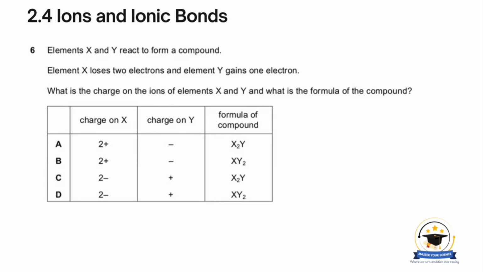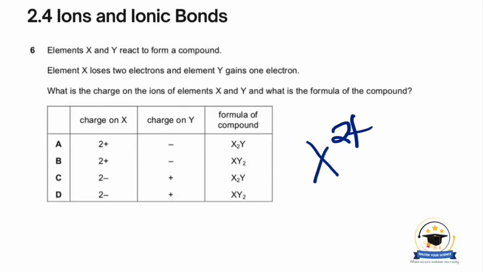Then elements X and Y react to form a compound. Element X loses 2 electrons and element Y gains 1 electron. What is the charge on the ions of element X and Y, and what is the formula of the compound? So if X loses 2 electrons, that would mean it's gaining a positive charge, and that there are 2 less electrons compared to its protons, which means it has a charge of 2 plus. So that would mean our X would have a charge of 2 plus.